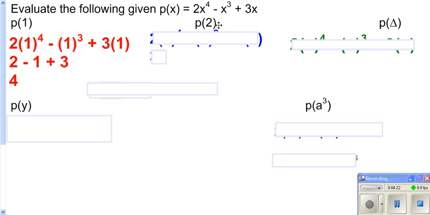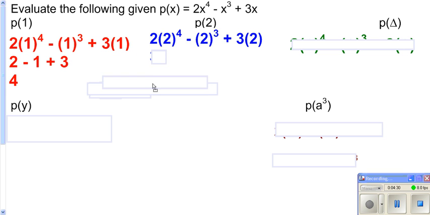P of 2 says you need to go up to p, replace all your x's up here with what's in the parentheses of 2. So you'd have 2 times 2 to the 4th minus 2 cubed plus 3 times 2. In other words, you get 30.